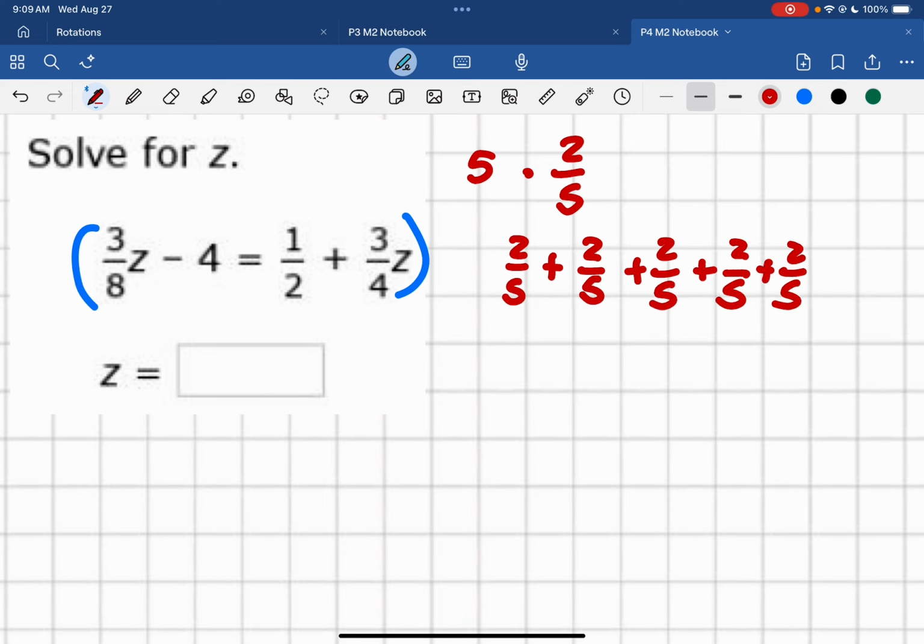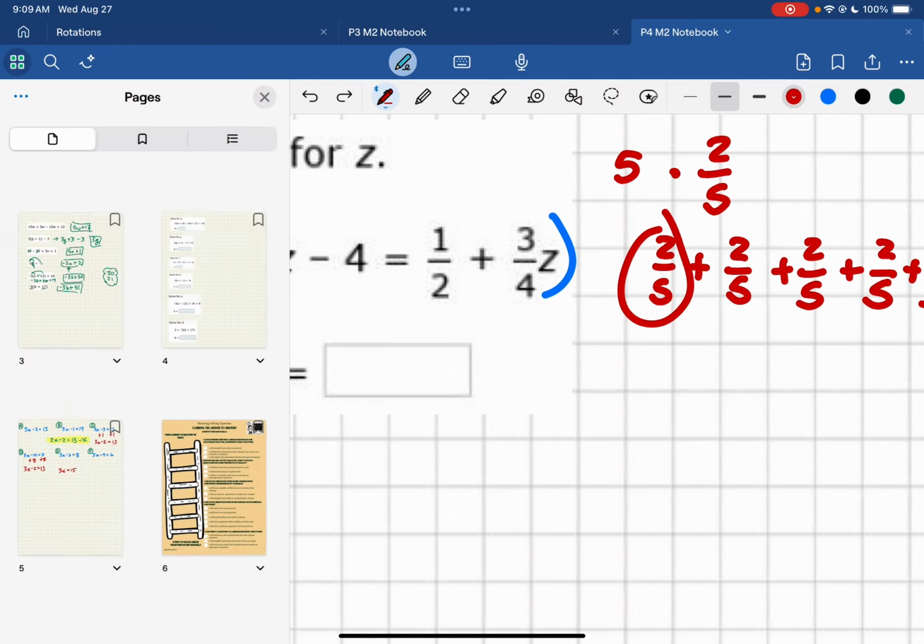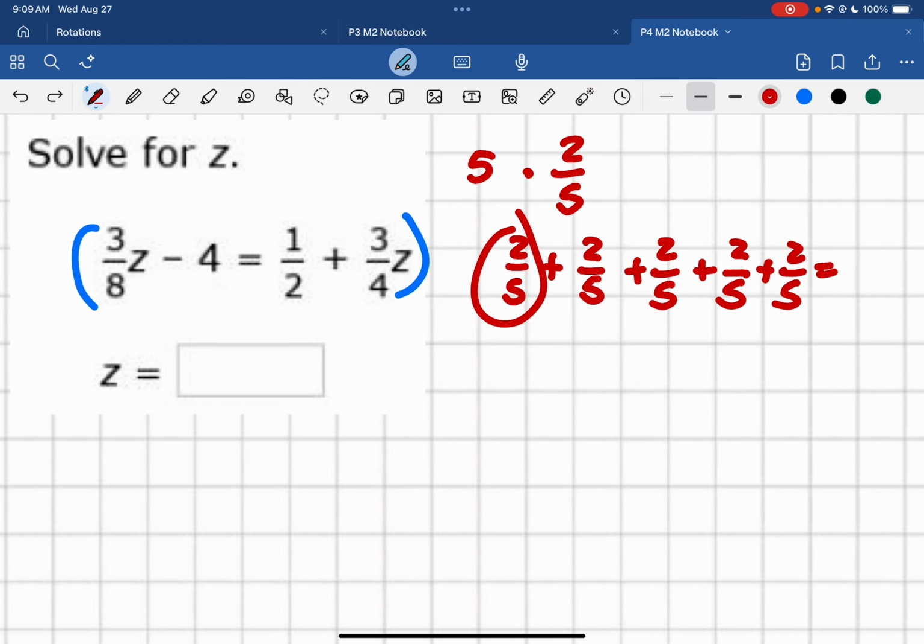Now, nobody writes all that. We like shortcuts instead. But there's 5 of them, right? 1, 2, 3, 4, 5. When we add all those, we keep the denominator because that's the rule with fractions, and you only add the numerator. Adding the numerators, that's 2, 4, 6, 8, 10. So I put a 10 right there. I get 10 over 5. And how does that simplify?